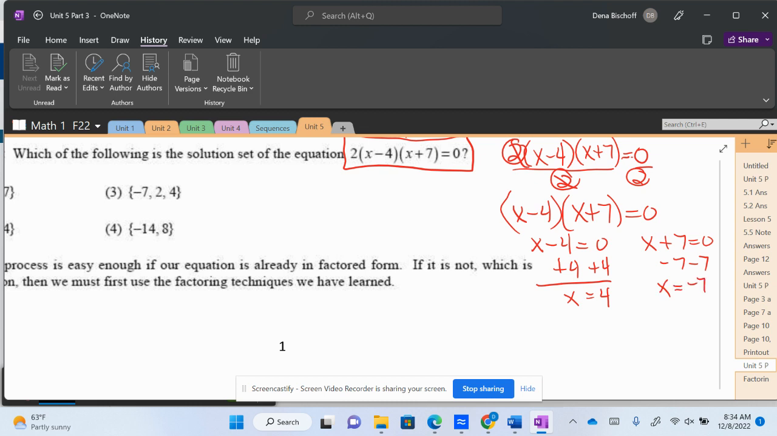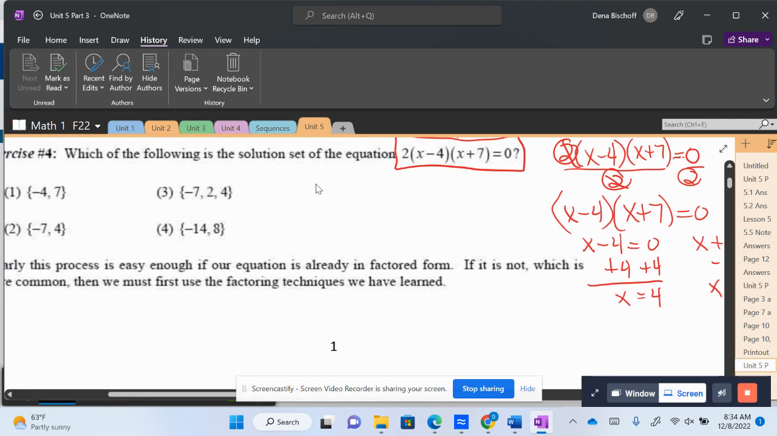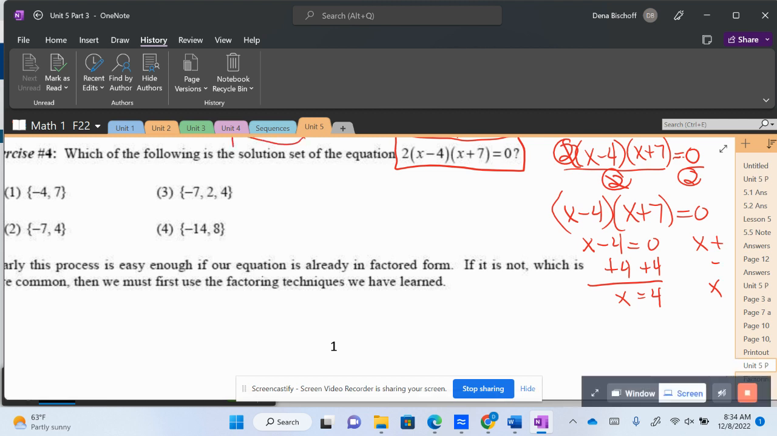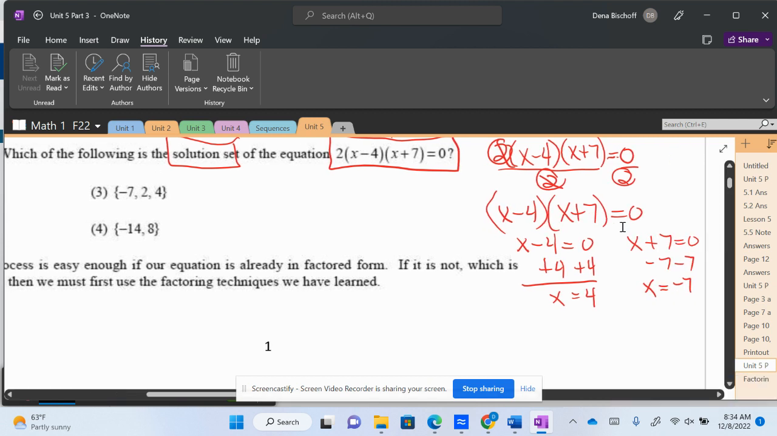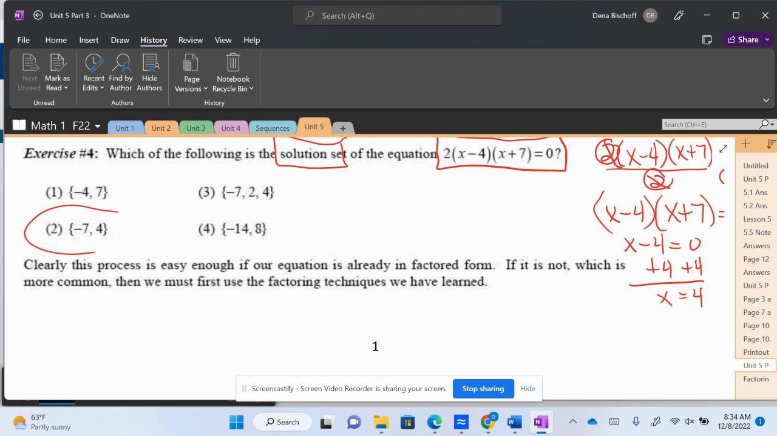Does the 2 have any bearing in our solution? Does the 2 do anything for us? It does not. So which one of the following is the solution to this equation? Well, it's the positive 4, negative 7. Number 2. So it says, hey, clearly this process is easy enough if the polynomial is already in factored form, but if it's not, then we have to factor it, okay? So that's where we're going next.